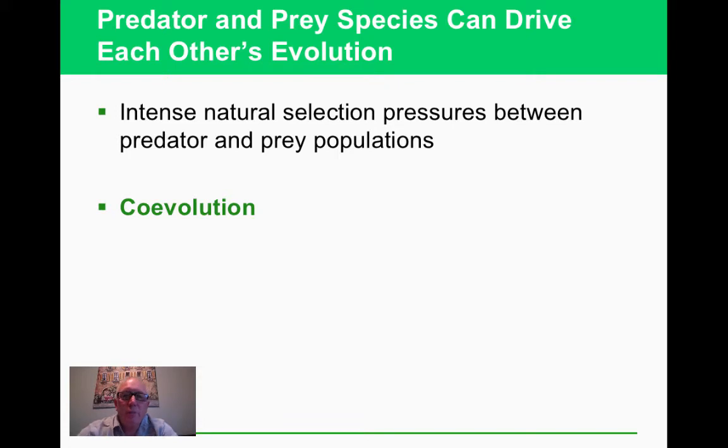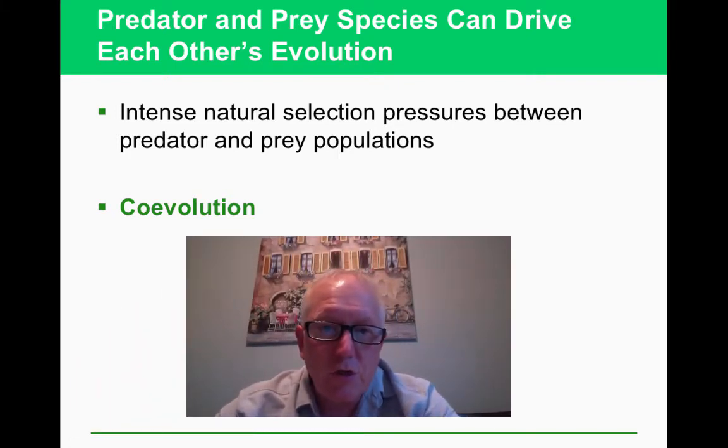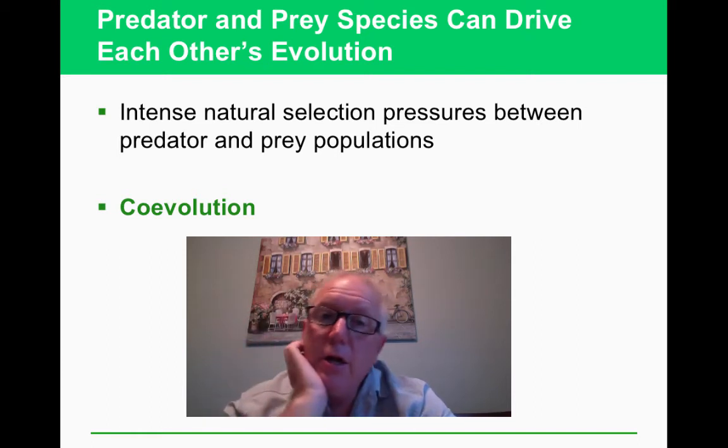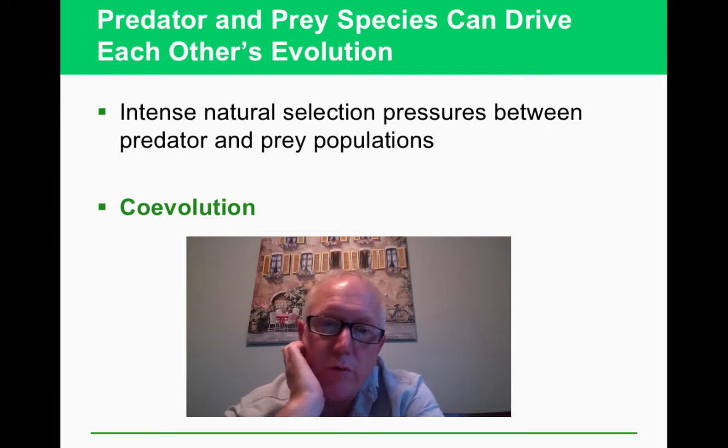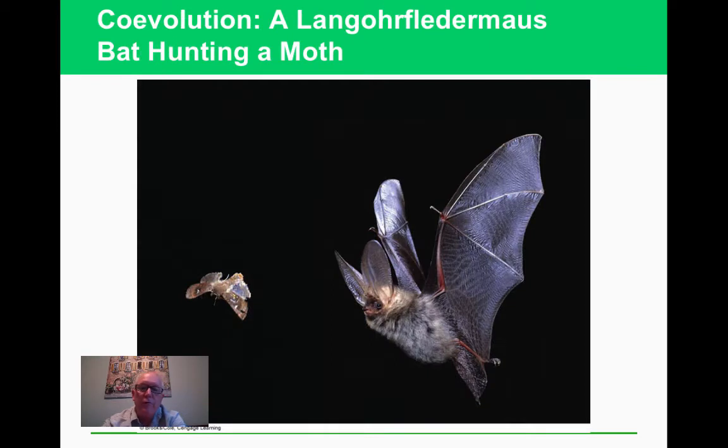Okay, so let's see. We're talking about all these different evolutions that go on and the way things are changing over time. We've talked about natural selection as well. And predators and prey can drive that evolution. We call that coevolution. So, here's an example of a bat and a moth.